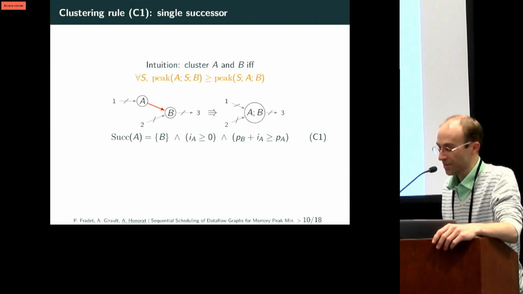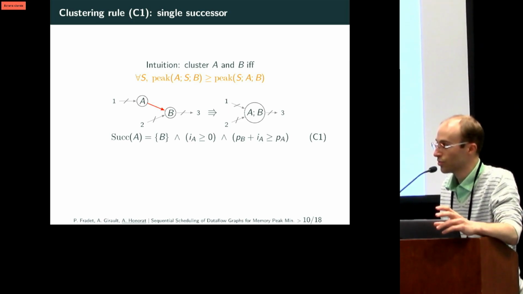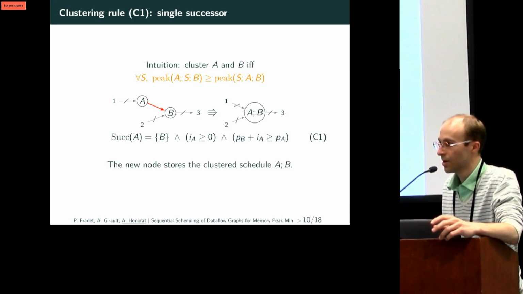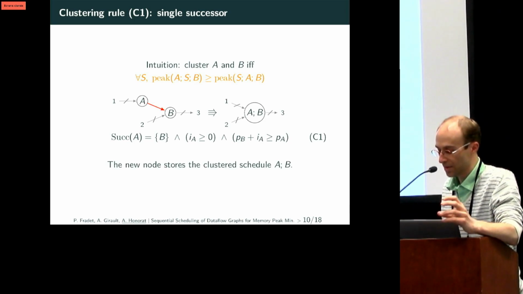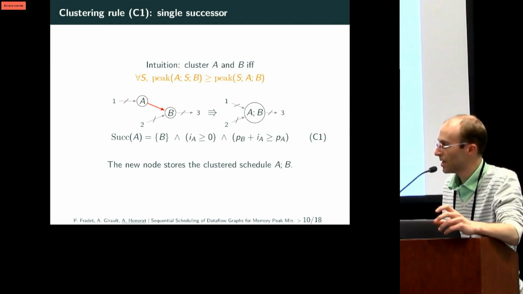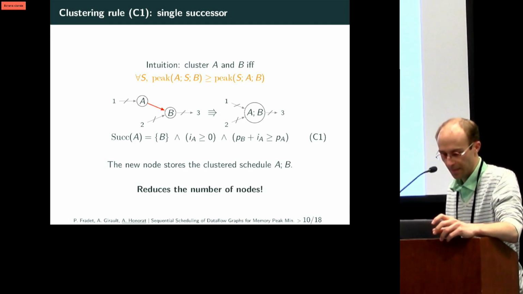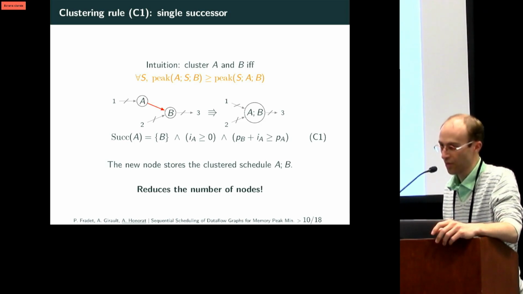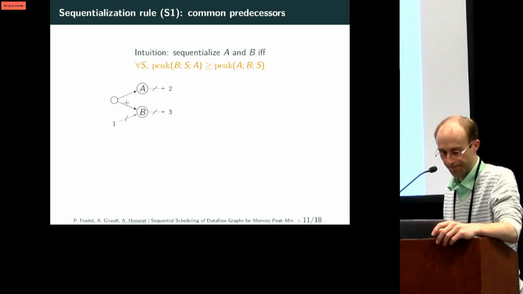If the condition is met, then we can cluster the 2 nodes A and B, and the new node will actually store the schedule sequence A then B. And this reduces the number of nodes as we wanted.